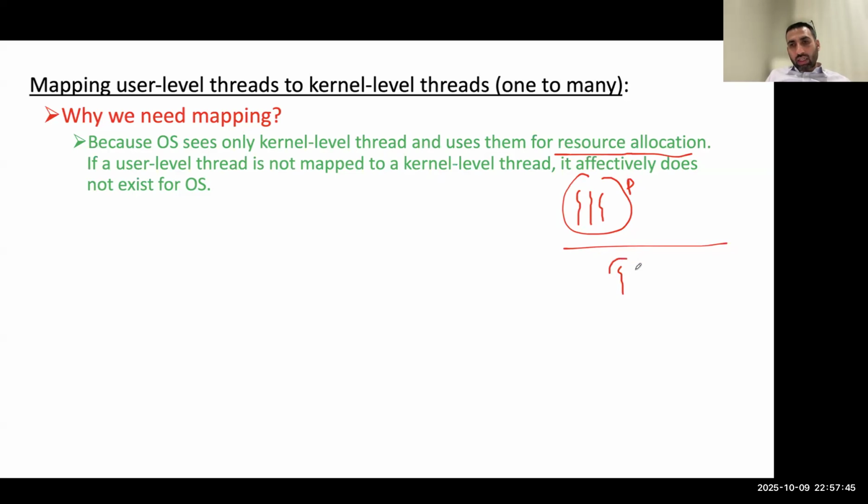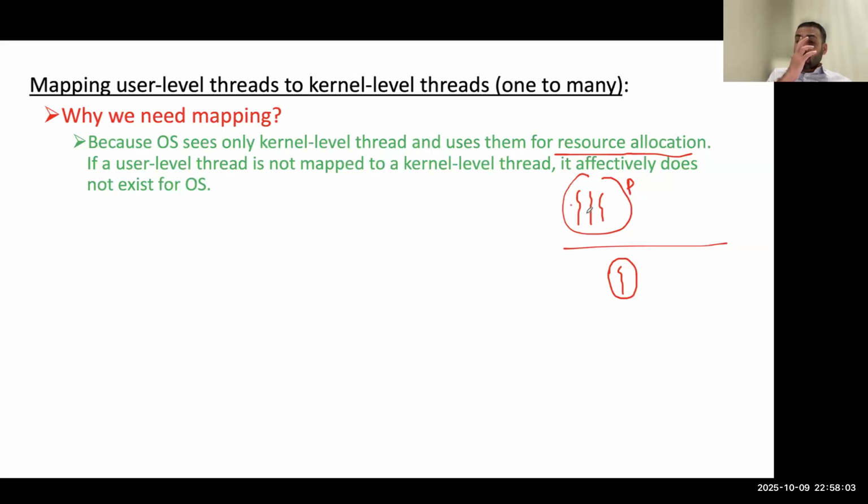Now, since there is only one kernel level thread, and remember that only a kernel level thread can be used by the kernel for resource allocation, what if we want to run T1, T2, and T3? If we want to run them, they also need the resources, right?